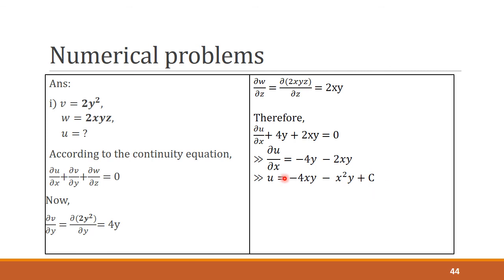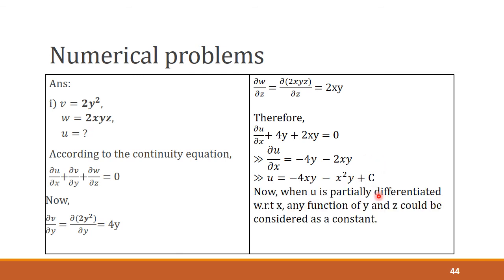But the catch in this problem is: what is this constant of integration? Is it a constant, a number, a value? Or is it a function? Since u is partially differentiated with respect to x, anything that does not contain an x in it can be considered as a constant. As far as ∂u/∂x is concerned, anything that does not contain an x in it can be considered as a constant. And so this particular c value can actually be a function of y and z and still be considered as a constant.